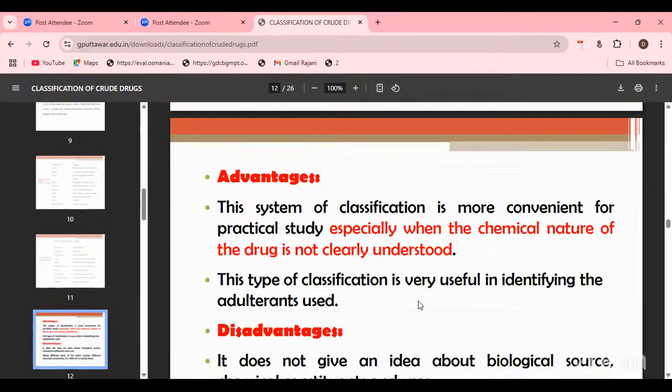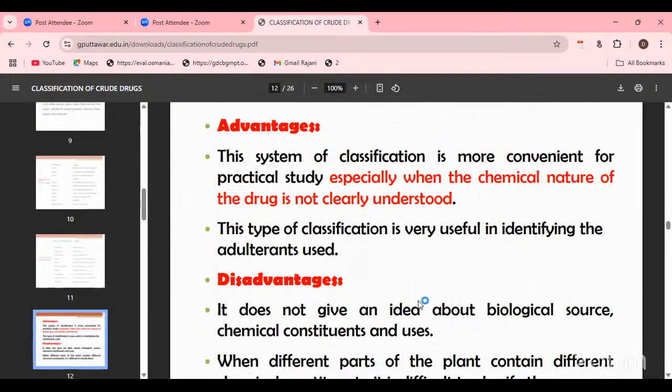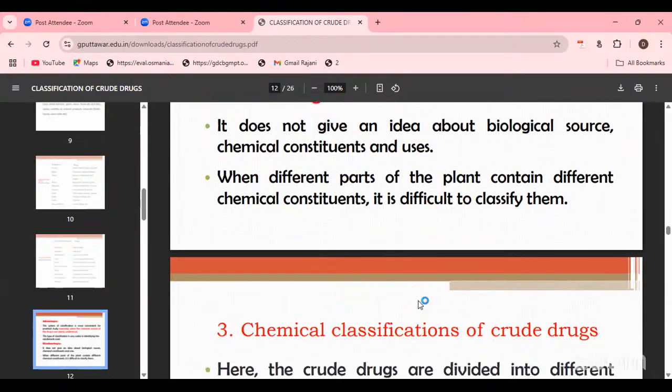These are the parts of plants and animals used. Advantage: this application is very useful in identifying adulteration. Disadvantage: it does not give an idea about biological source, chemical constituents, and uses. When different parts of the plant contain different chemical constituents, it is difficult to classify them.